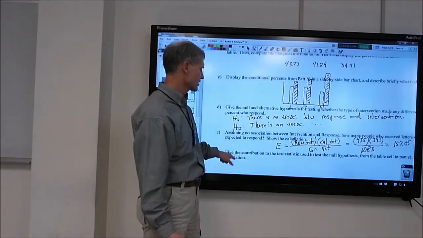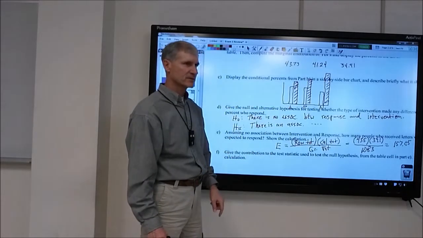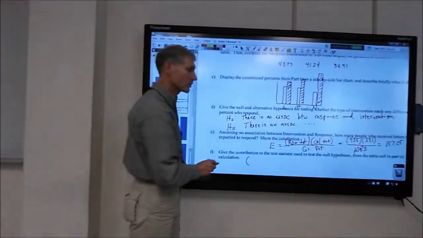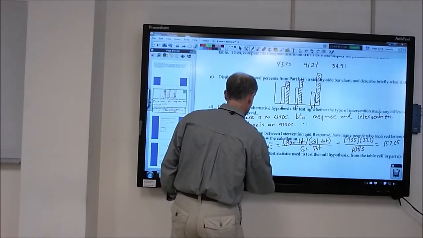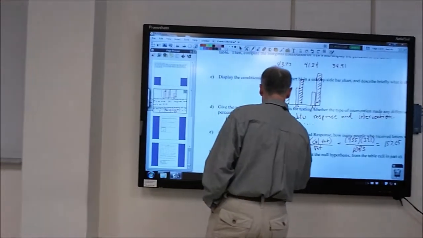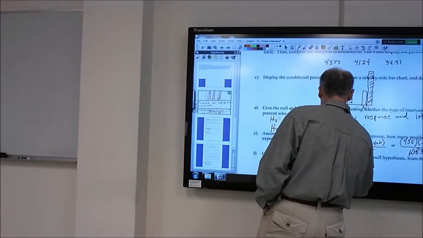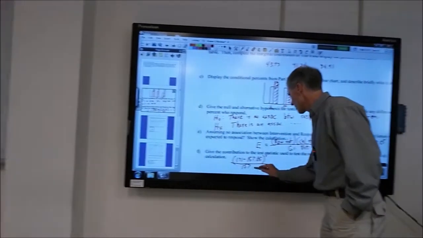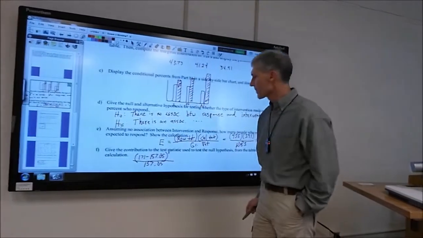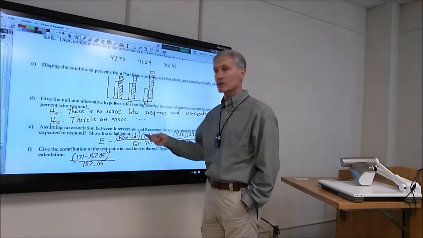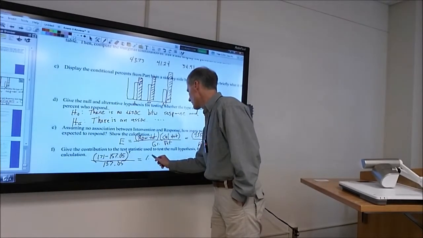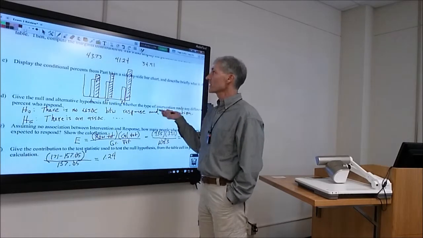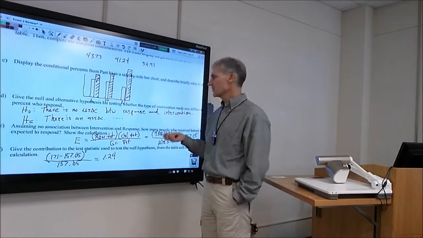And then give the contribution to the test statistic for that cell. So you would take the observed count, which is what? 171. Okay. 171 minus 157.05, squared, divided by the expected, which is 157.05. That's the contribution of that one cell. This is 1.23 or 1.24. Then you do that for all 6 cells, sum them up, and you'd have your chi-square test statistic.